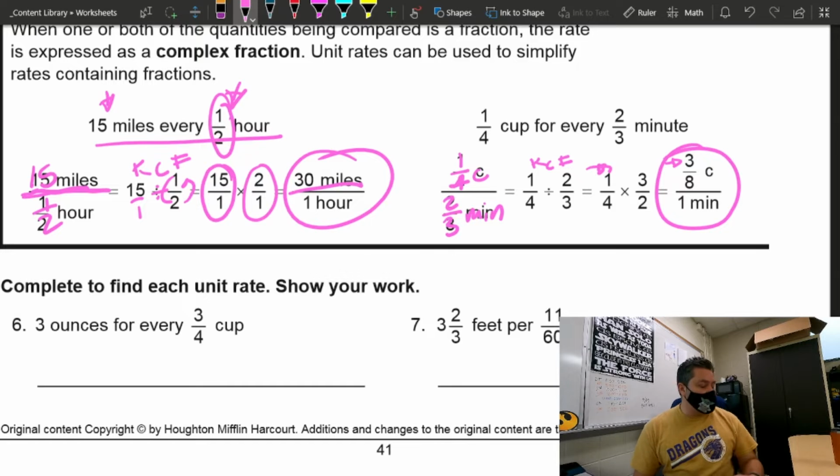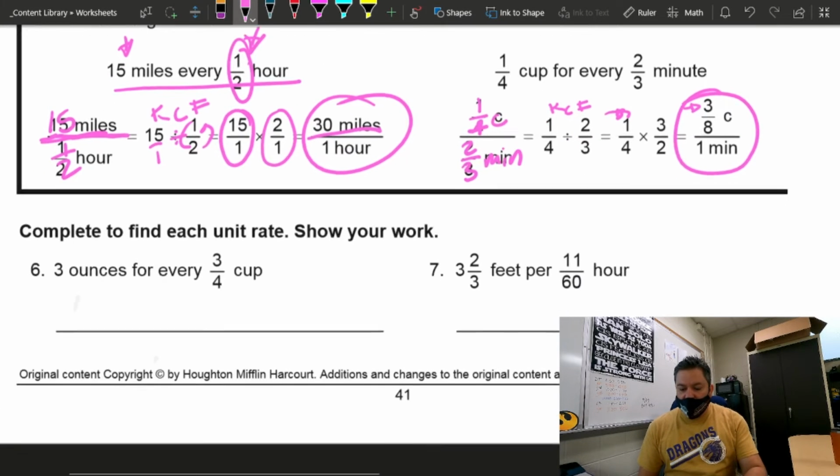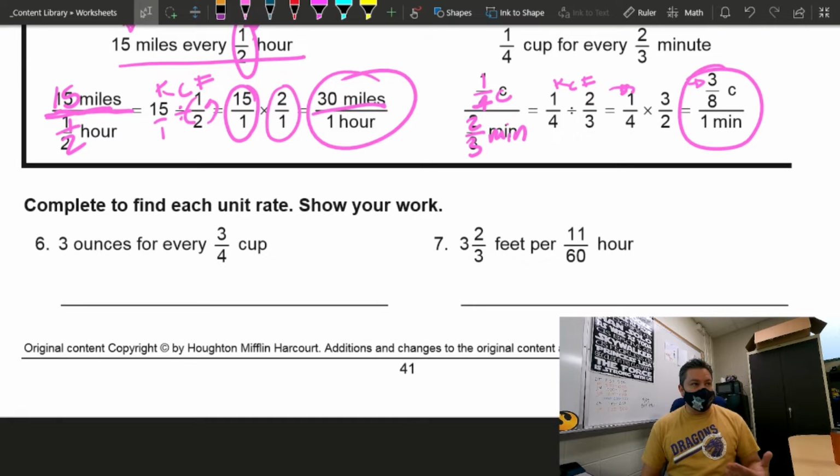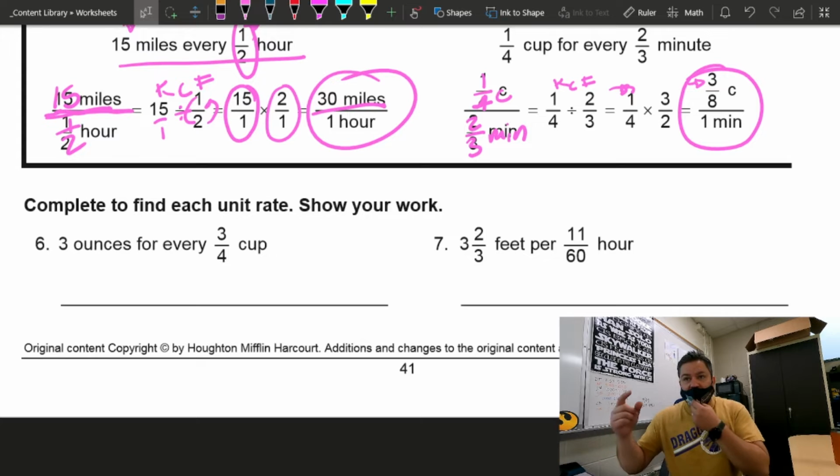All right, so we're going to do a couple of samples right here on the bottom using the same method to show the complex, right? So for example, we have 3 ounces for every 3/4 of a cup. Maybe they're making a cake or something right now. You're going to use 3 ounces of sugar for every 3/4 of a cup of flour, something like that. The recipes call it something like that. So if you're going to make a whole unit, let's say I don't have a 3/4 of a cup, so let me just get a few more ounces and make a full cup for the cake.